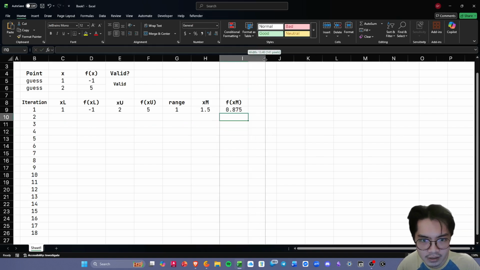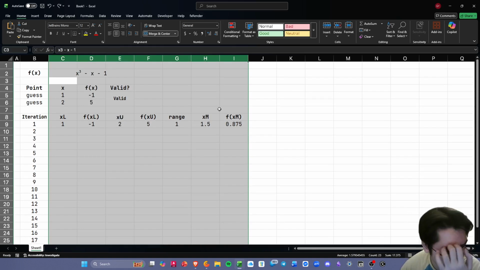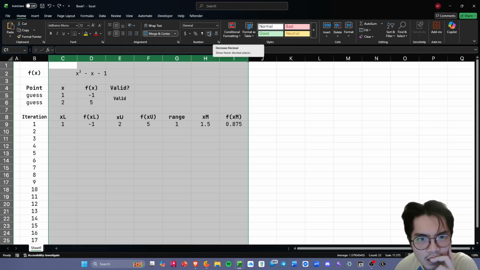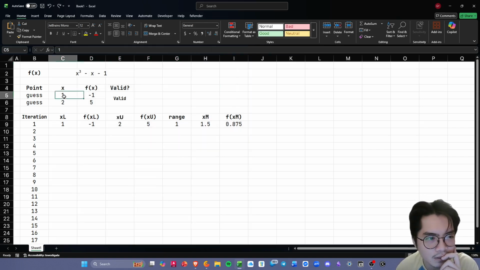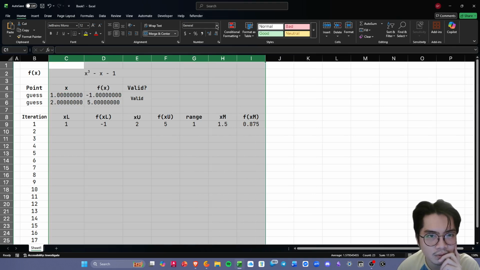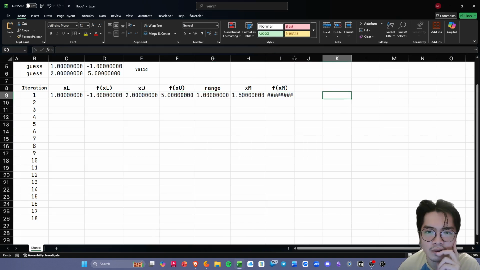Let me just try and see if I can make these have bigger decimal places. Why don't they increase? Increase decimal place. 7, 8. Okay, 8. Oh, you want them to be just numbers. Okay, fine. What is this? 7, 8. Here you go.